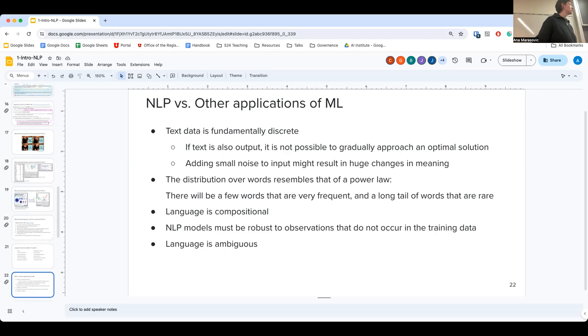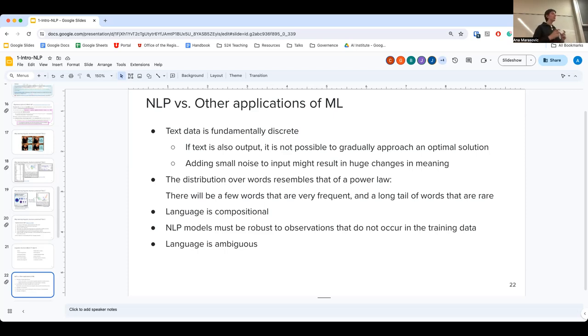Another issue, not an issue, but something else to have in mind is that the distribution over words resembles that of a power law, which means that there will be a few words that are very frequent and a long tail of words that are not. Another thing is that language is compositional. So you can combine units of language, whatever that is, let's say a phrase, to build another sentence.